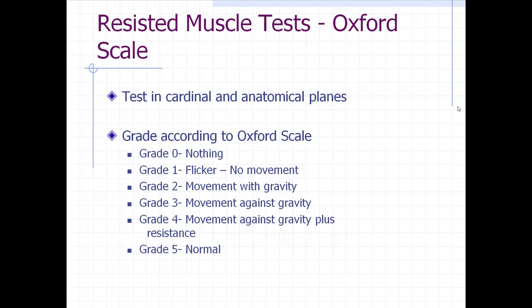This resisted muscle testing is then graded according to the Oxford scale, as we can see here, where grade 0 is nothing, grade 1 is a flicker, grade 2 is a movement with gravity assisting or transferred, grade 3 is a full range of movement against gravity. Grade 4 is the vague grade where it's movement against gravity with resistance, and this resistance can be a significant amount of resistance, or it can be just a small amount of resistance. And grade 5 is what we would accept as normal when comparing it to the uninjured side.